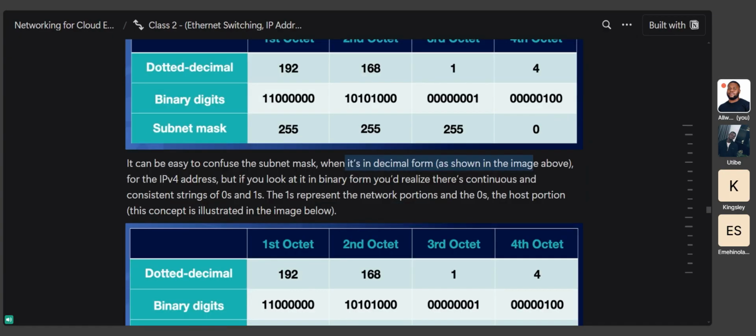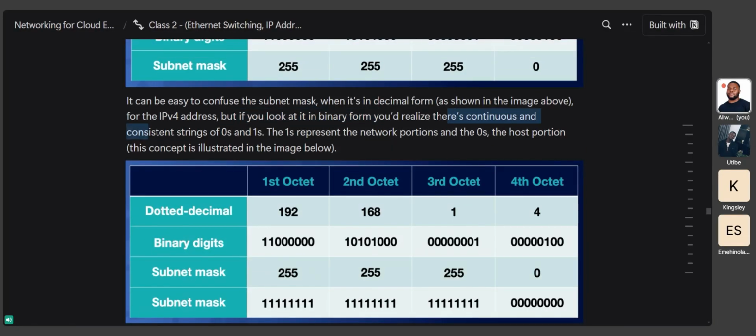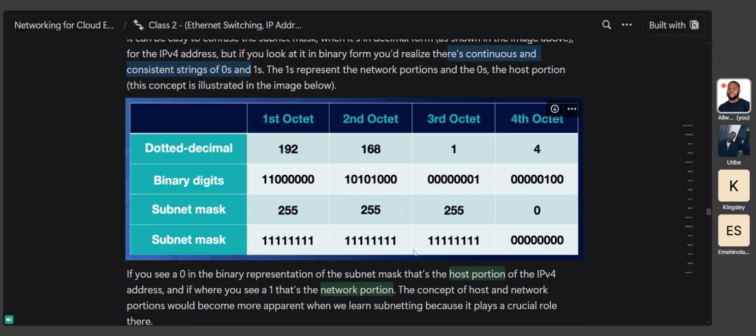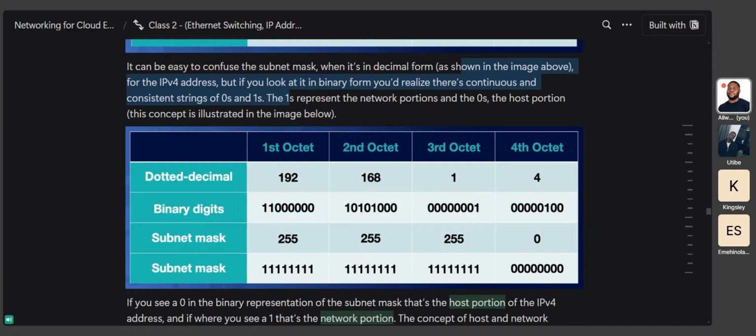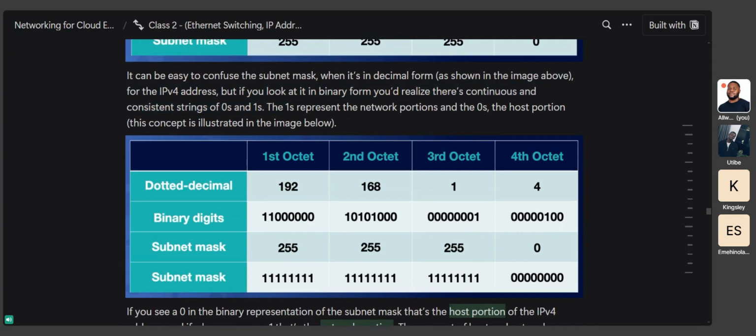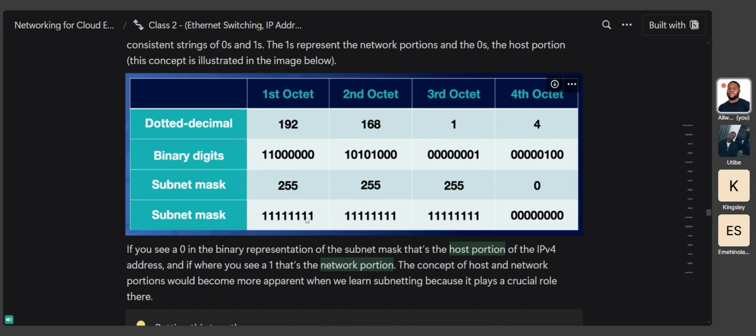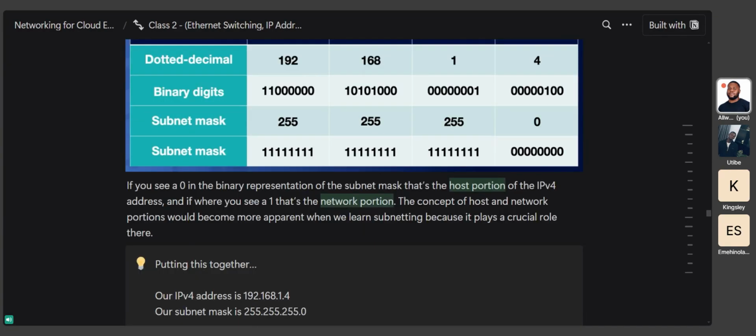But if you look at it in binary form, you'd realize that there are continuous and consistent strings of ones and zeros. The ones represent the network portion, and the zeros represent the host portion, as seen here. What this means is that 255.255.255 is the network portion, and this 0 here is the host portion. We're going to understand what the network portion and host portion mean and what they actually do.